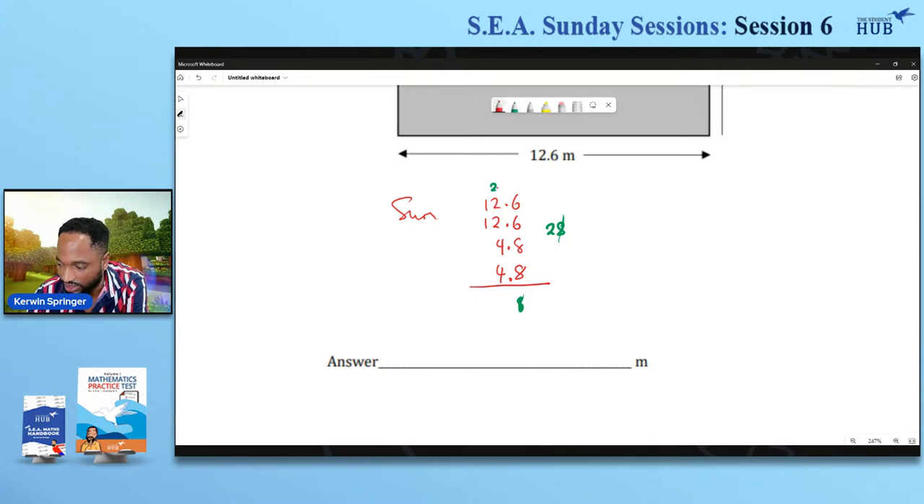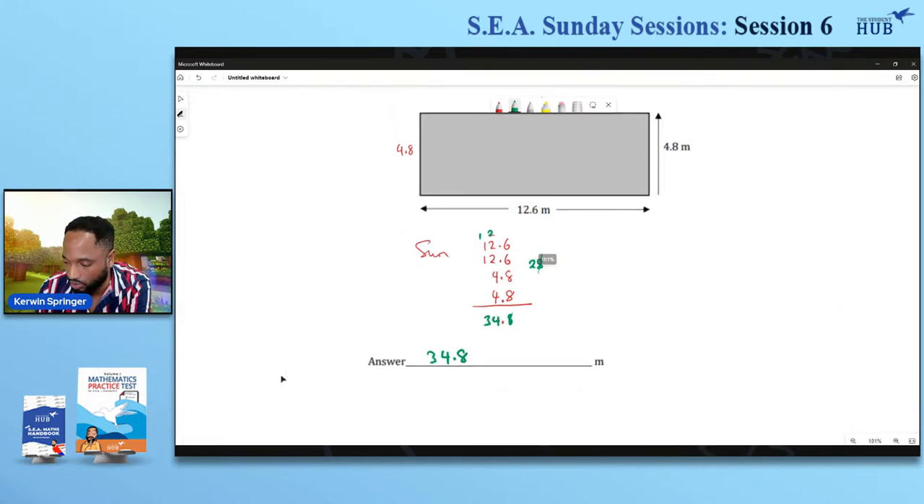Let's see if we can catch back our proper speed. So 2, 2, 2, that's 6. And plus 4 would make it 10. 10 and 4 is 14. So that 4 is good there. But a 1 should come here. 1, 1, and 1 makes 3. So 34.8 is totally correct.